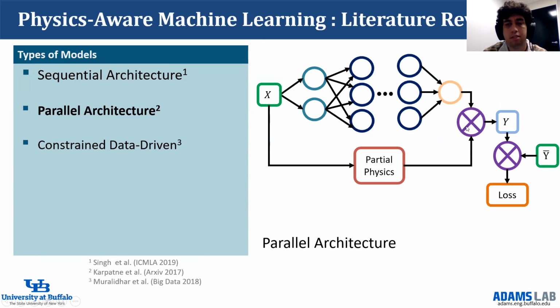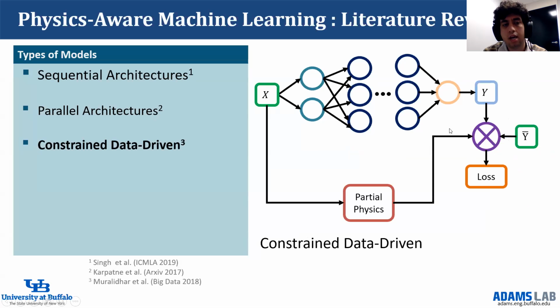How we combine them differs based on the architecture. But the point is that the outputs of the data-driven model and the physical model are just combined in the last stage. And we have constrained data-driven models, which are very interesting, where a data-driven model makes the prediction, and the physical model is used to make the loss function align with the partial physics. So in some way, the partial physics is considered when they calculate the loss.